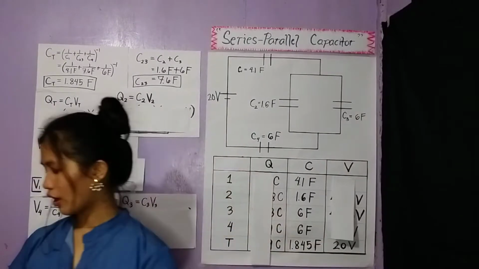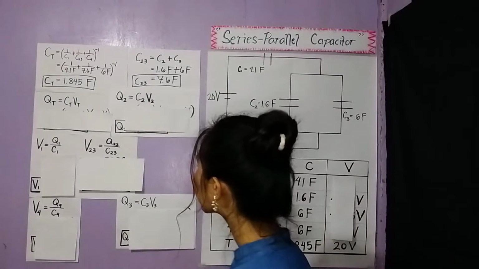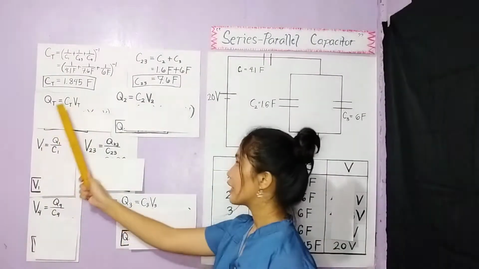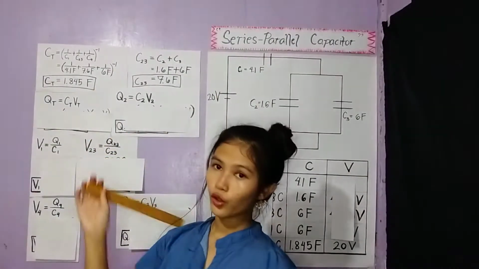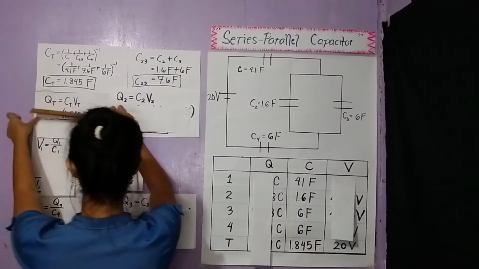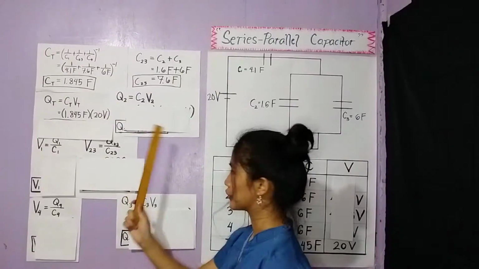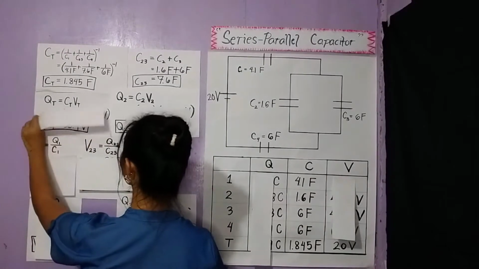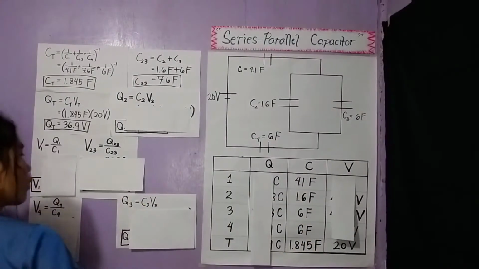So the next thing we are going to find is the Q total. So we have the formula QT equals CT times VT. I'm going to put their values. And we have 1.845 farad times 20 voltage. And using the calculator, we will be able to get an answer of 36.9 coulomb.